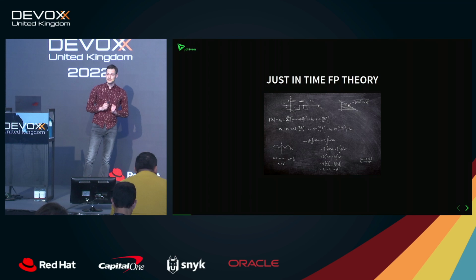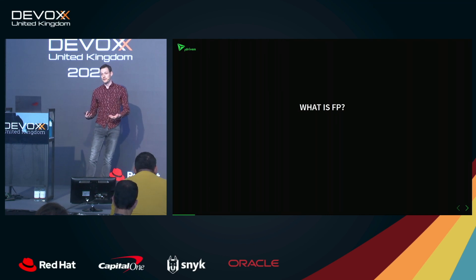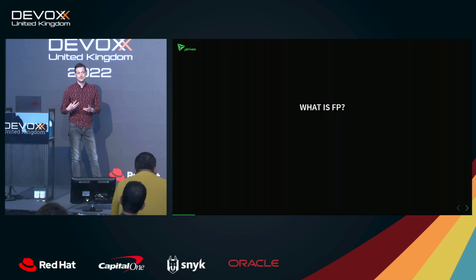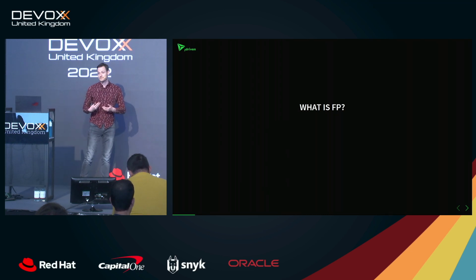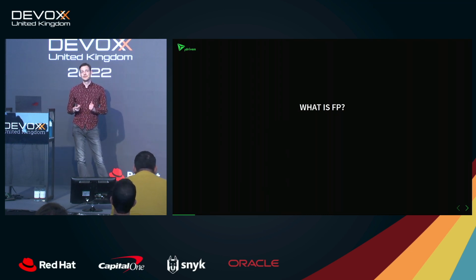So let's start with the functional programming theory. And with that comes the question, what actually is functional programming? And this is quite a difficult question to answer, since I think every programmer will have a slightly different answer to this question. So I'm just going to give you my answer. And my answer is, I think functional programming is a story about love.